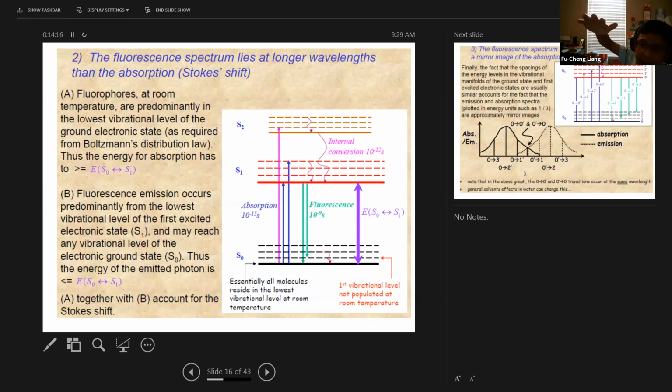if your energy gap is smaller, definitely your wavelength is going to be longer. Energy and wavelength are anti-correlated: bigger energy means shorter wavelength. That's the reason why fluorescence always happens at a longer wavelength than absorbance, because absorbance can have a high energy transition, while fluorescence has a shorter energy transition. This phenomenon we call the Stokes shift, and this is the second phenomenon for fluorescence.